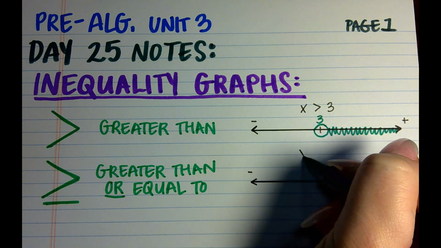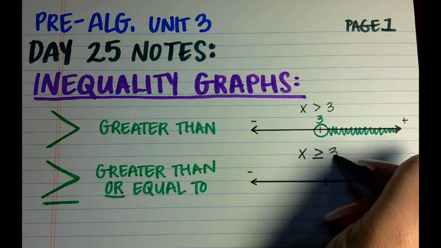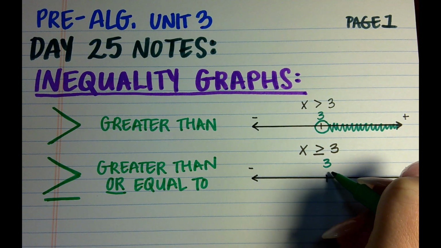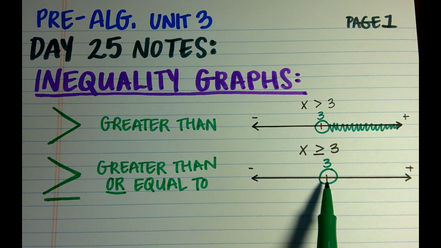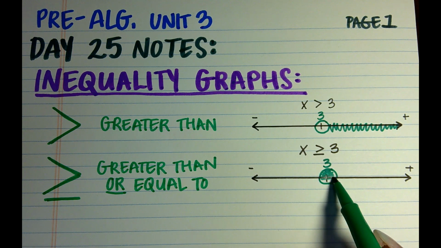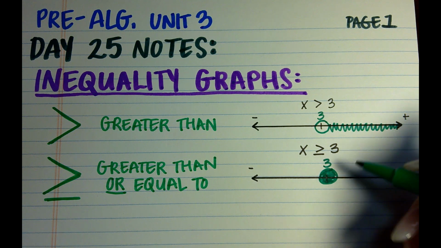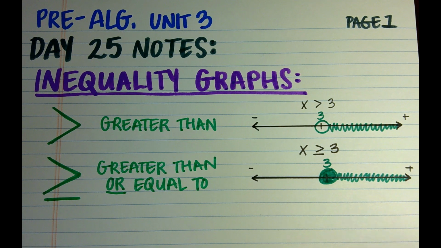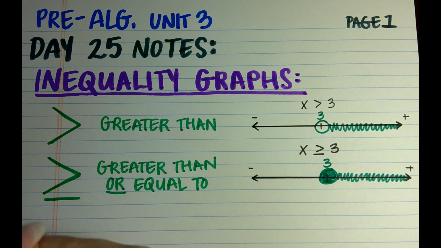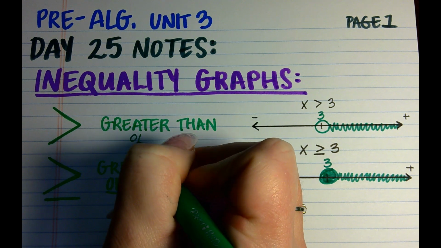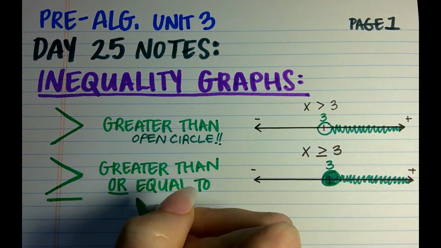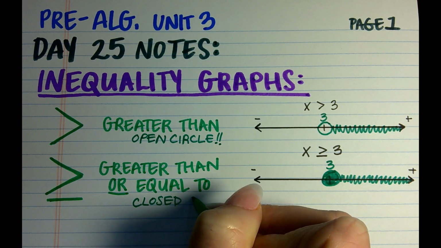Now if I had x is greater than or equal to 3, there's just one thing we do different. This time, whenever I circle my tick mark where 3 is, instead of leaving it open, I also shade the circle. And I shade to the right. So this is the only difference. We have an open circle versus a closed circle.